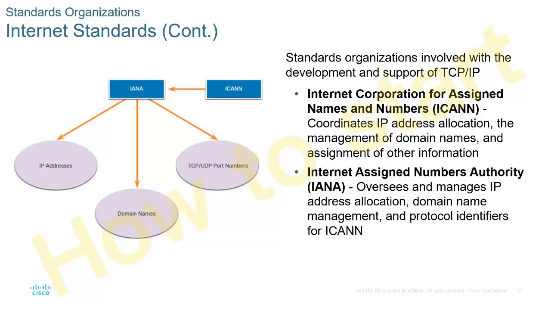We have basic Internet standards. We have ICANN. This coordinates IP address allocation and the management of domain names and assignment to other information. Then we have the Internet Assigned Numbers Authority, IANA, and they oversee and manage IP address allocations and domain name management and protocol identifiers for ICANN.